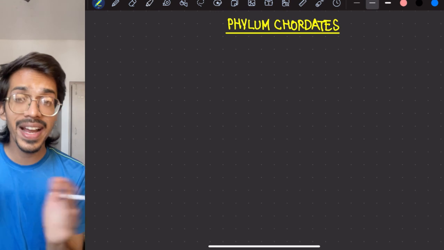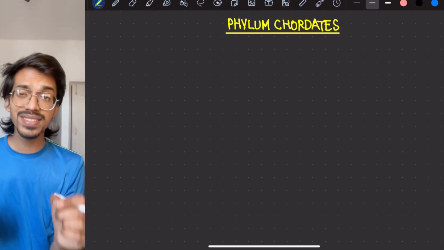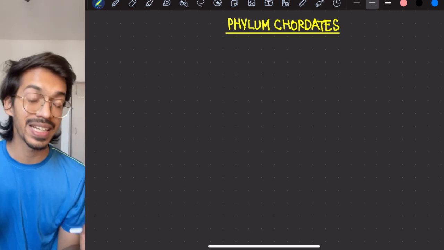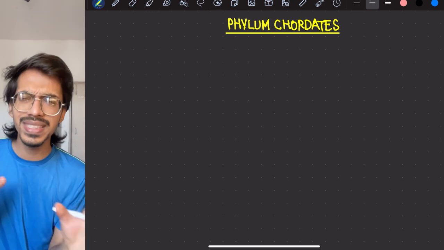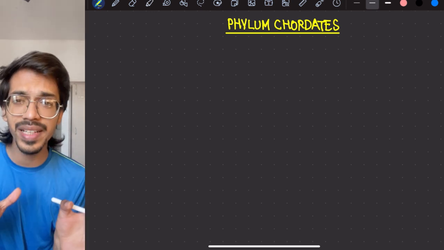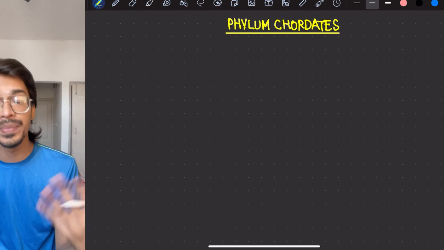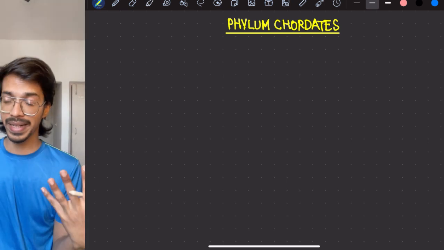So the next phylum that we're going to study is the chordates. And this is the one phylum which scares the students a lot. Why? Because this phylum is so clumsy in NCERT, so many things are written that they are not able to understand what is happening in this phylum. Let's just see that from a different perspective.